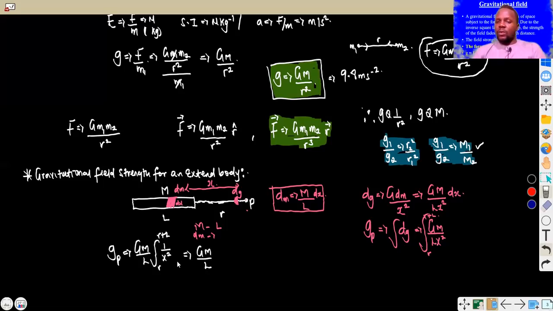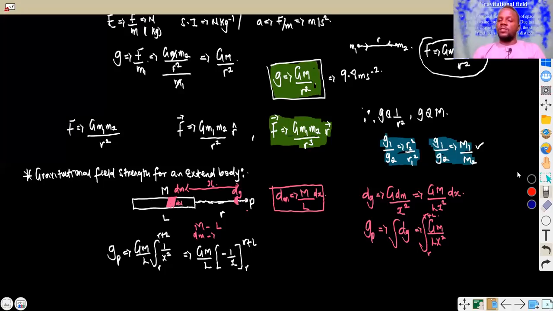If I integrate 1 over x squared, it is going to give me negative 1 by x. Remember this: the answer to the integral of 1 over x squared is negative 1 by x. So we are taking the limit of this from r to r plus L. I hope you are still following. Going by that, let us shift a little bit. Let's move this up a little bit.